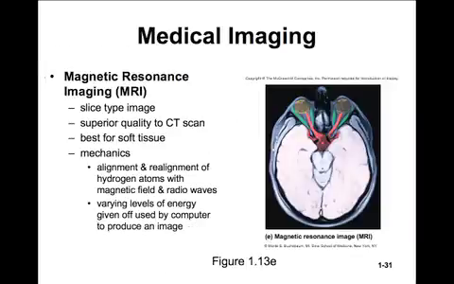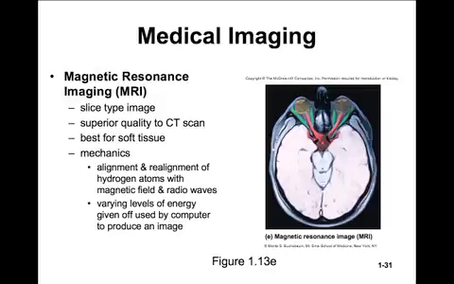MRIs are another type of technology used for identifying soft tissue. It was also developed in the 1970s, and it's superior to the CT scan for soft tissues. Again, the patient lies in a cylindrical chamber. It's surrounded by a large electromagnet that creates a magnetic field. It's about 3,000 to 60,000 times as strong as the Earth's magnetic field.